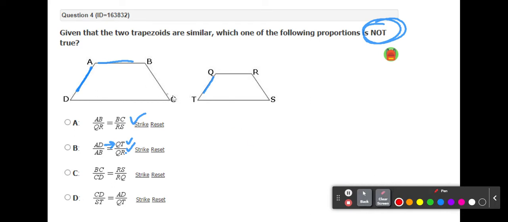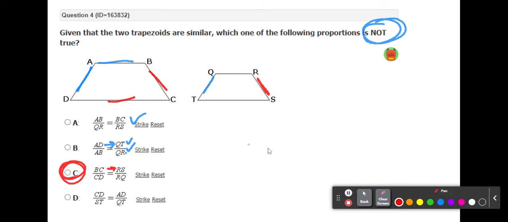BC, let me use a different color. BC goes with CD. No, let's go this way. BC goes with RS. Yep, that's true. CD is the bottom. Does CD go with RQ? No. I think that's our false one.